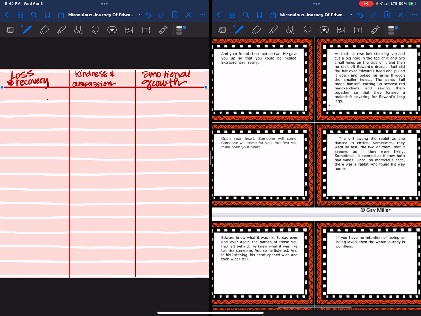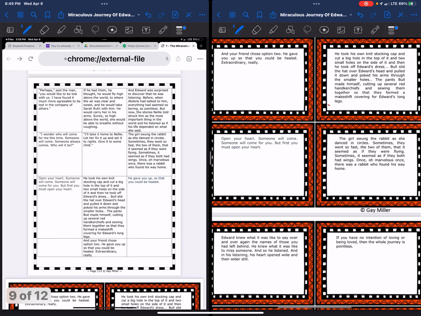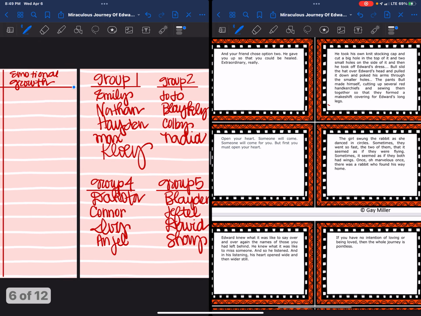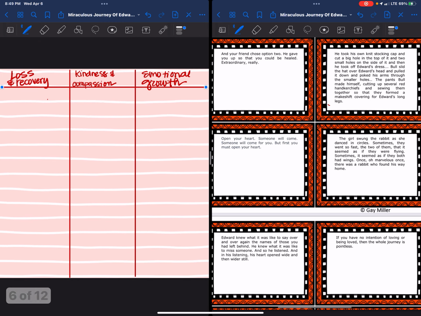All right, so it shows kindness and compassion. So right here on this card, rather than writing on the left-hand side of the screen, for now, we're just going to write over here on the right-hand side of the screen, okay? So, and your friend chose option 2. He gave you up so that you could be healed. Extraordinary, really. That shows kindness and compassion. So, his friend showed kindness because he gave him up.